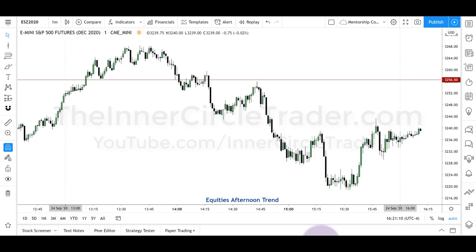The same thing would apply to equity futures or index futures like NASDAQ futures, NQ, ES for E-mini S&P, and the YM for the Dow futures. So no matter what you're looking at in regards to stocks or the indices themselves, this particular time of day is a really nice opportunity to trade, especially with these lower time frame charts.